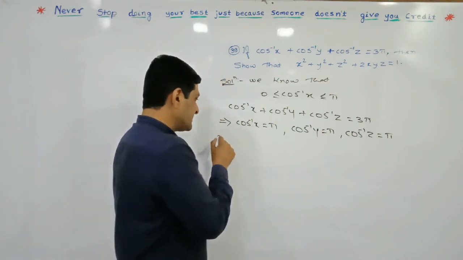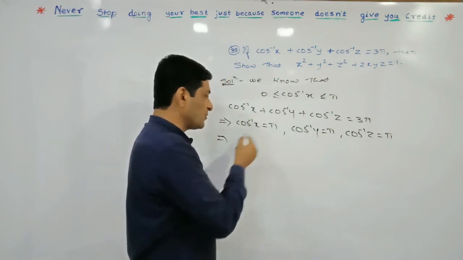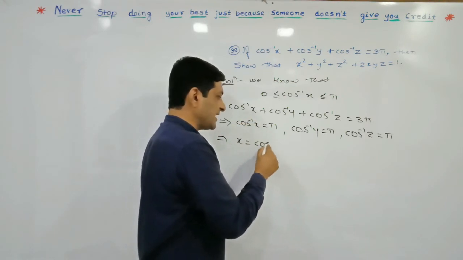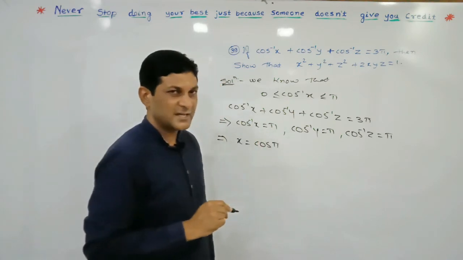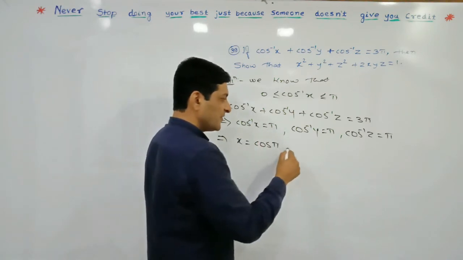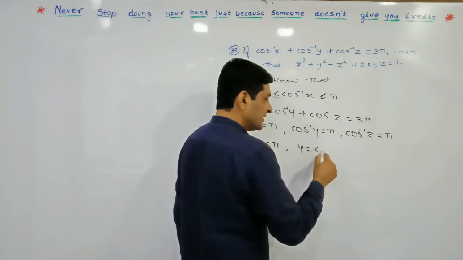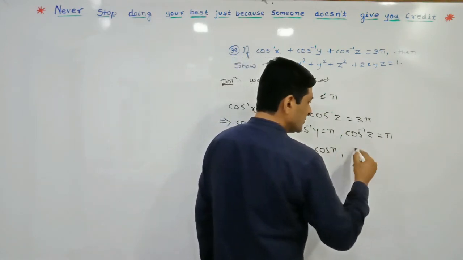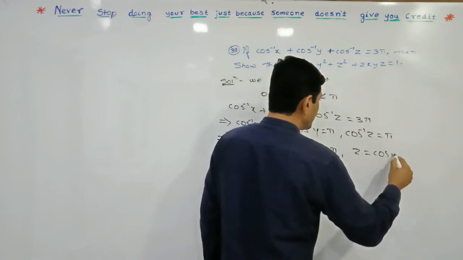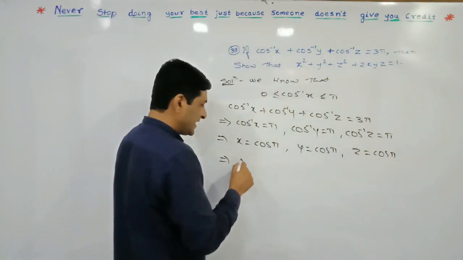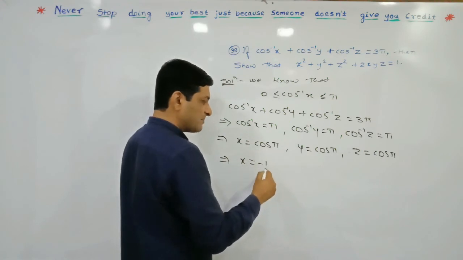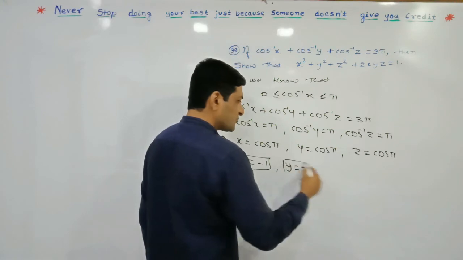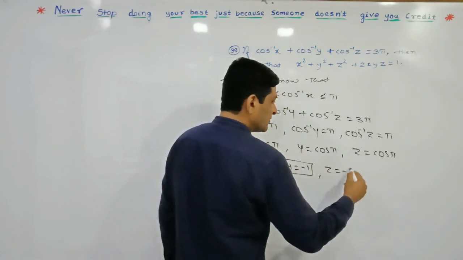So this implies that if we take cos on both sides, on this side cos and cos inverse will get cancelled and we will get x, and on the other side we will get cos pi. In the same way, after taking cos on both sides, we get y is equal to cos pi and z is equal to cos pi. So which implies that x is equal to, what is the value of cos pi? -1. So x is -1, y is also -1, and lastly z is also -1.